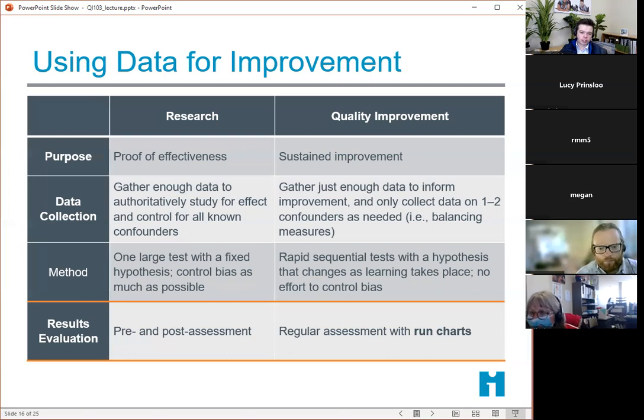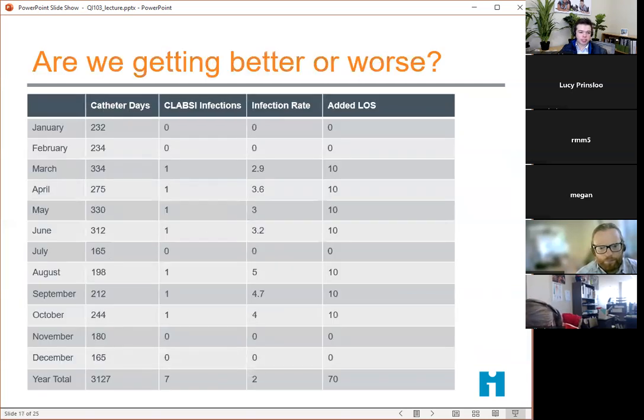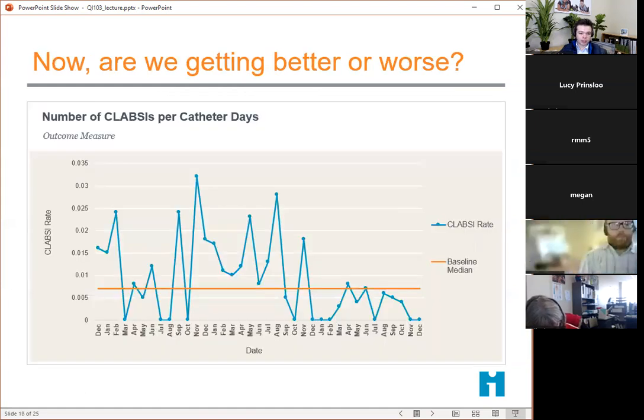So run charts are really, really powerful to show trends, and that's what we're trying to measure in quality improvement. As you can see, if you just presented that data in terms of just numbers on a chart like this, it's quite difficult to see what the trend is. Of course, we put it into a line graph like this, and you can start to see that there's probably a downward trend towards the right-hand side there. And this is a typical run chart.